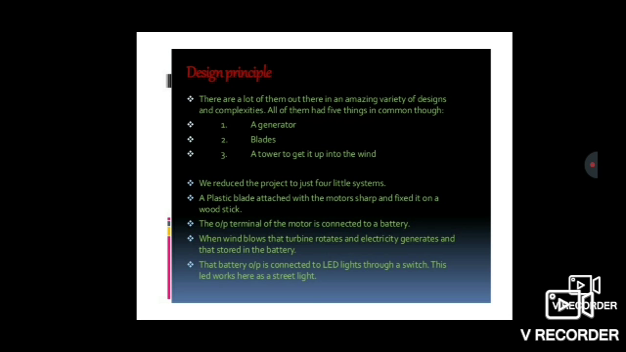First one is a plastic blade attached with the motor shaft and fixed on a wood stick. And the second one is the output terminal of the motor, which is connected to a battery. And third one is when wind blows, that turbine rotates and electricity generates, and that's stored in the battery. And finally, that battery output is connected to an LED light through a switch. This LED works here as a street light.